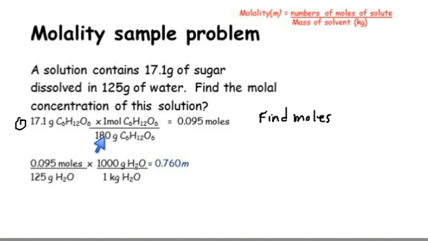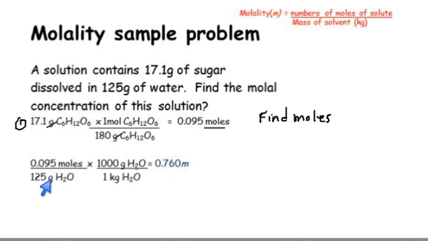So before you even start, you have to figure out the molar mass of sugar. We have grams here, we want grams down here, and that gives us moles. So we have 17.1 times 1 divided by 180 gives us 0.095 moles. And here we have moles per mass in kilograms. Well, we have 125 grams, and we can convert.